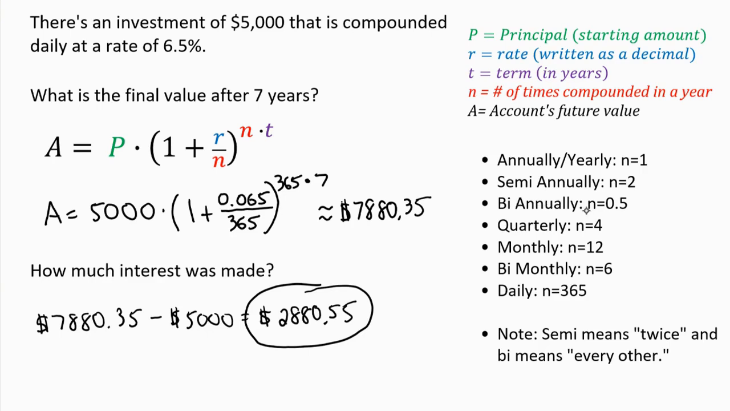So really, you're only going to be treating N as a 0.5. And then quarterly would be 4 times a year, monthly 12. Bi-monthly means every other month, so that would be 6 times a year. And then daily would be 365 times.